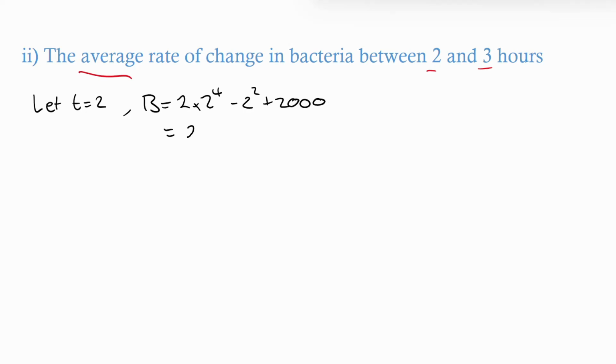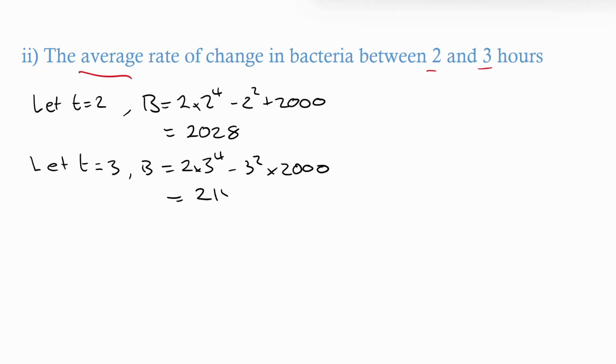which ends up equaling 2028. And then I need to do the same for let t equal 3. So b is going to equal 2 times 3 to the power of 4, take away 3 squared, plus 2000, and that ends up being 2153. Okay, so we have our values there. Essentially our coordinates are 2 and 2028, and then 3 and 2153.